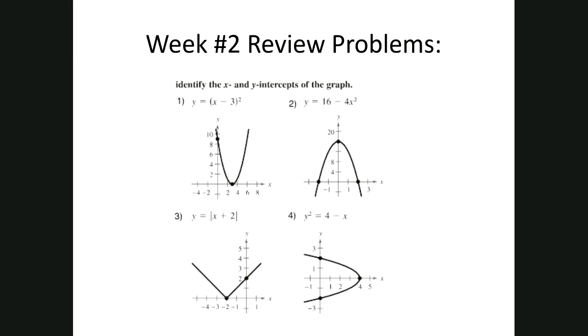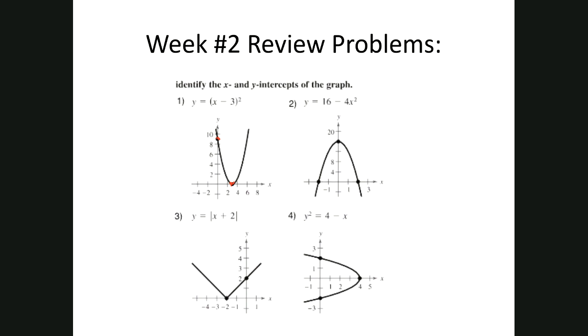Identify the x and y intercepts of the graph. Now, if it's graphed out, it's so easy. This is my x-axis, so here, it crosses at 9, that is my y-intercept. Here I have 2 intercepts. It looks like negative 2 and 2. It looks like a y-intercept of 16. Counted by 4, 4, 8, 12, 16.